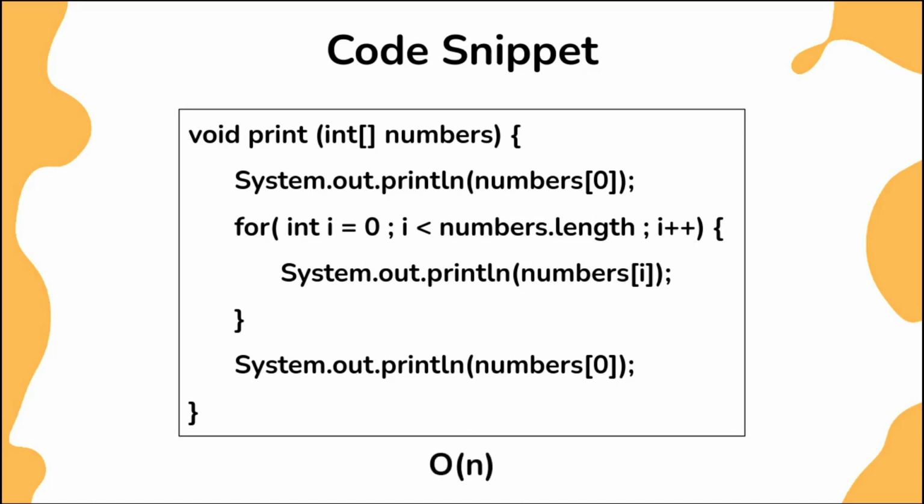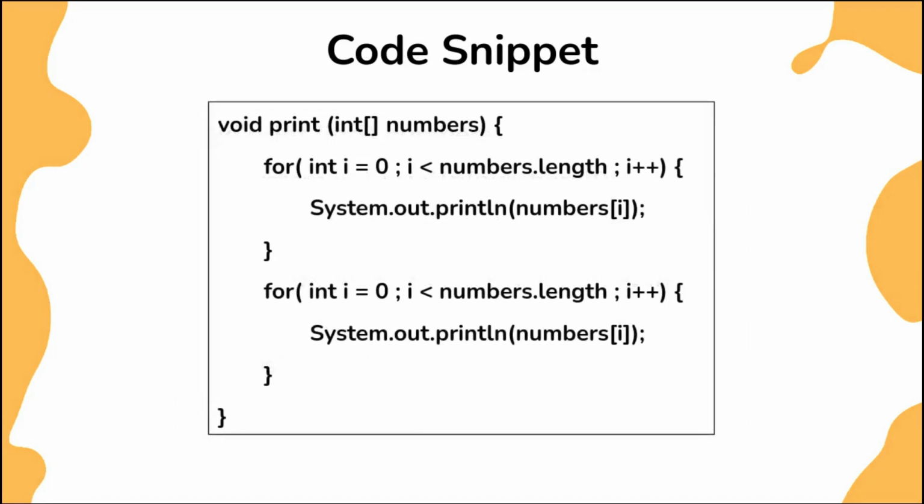And what matters is the cost of this algorithm increases linearly and in direct proportion with the size of the input. If we have 5 items in the input, we're going to have 5 operations. If we have 1 million items, we're going to have 1 million operations.